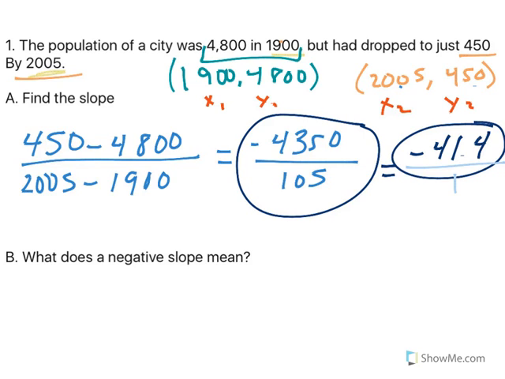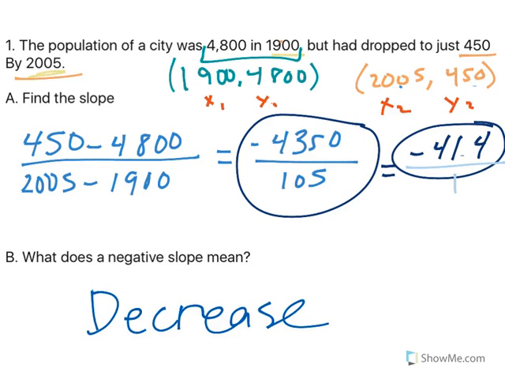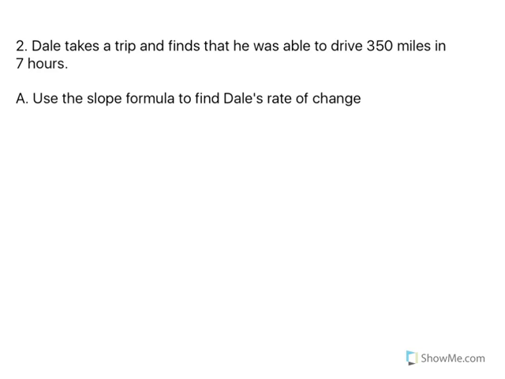That's what that means. Now, the negative slope basically means a decrease. If we have something that's negative, it's going down. If we have something positive, it's going up. That's in general. Number 2. Dale takes a trip and finds that he was able to drive 350 miles in 7 hours. Use the slope formula to find Dale's rate of change.